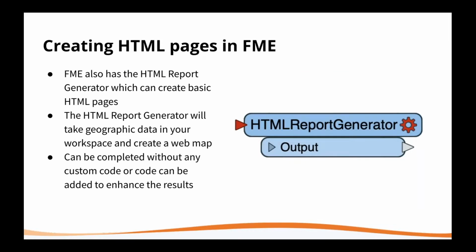We also in FME have the HTML report generator. So this is how you can take your data and create a basic HTML page. The HTML report generator will take your geographic data and then automatically create a web map from that. This can be completed without any custom code, or you can use some custom code in the HTML report generator to enhance your results.